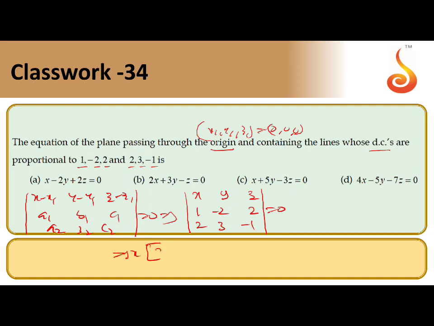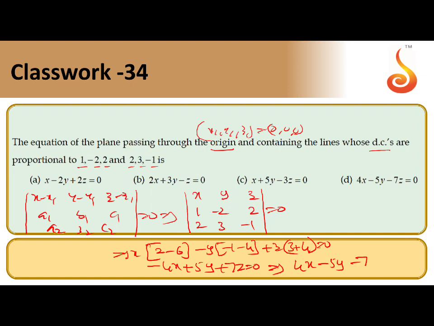x into (2 minus 6), minus y into (minus 1 minus 4), plus z into (3 plus 4). Clear this one? Now 2 minus 6 is minus 4x, plus 5y, plus 7z equal to 0. Minus 4x plus 5y plus 7z equal to 0. Multiplying by minus 1: 4x minus 5y minus 7z equal to 0. So which option is matching? Option D is matching.